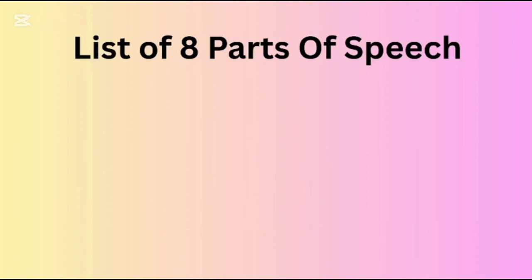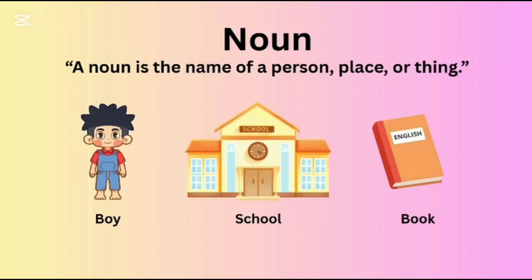Noun. A noun is a name of a person, place, or thing. Ali, school, book, ये सब nouns हैं क्योंकि ये सब किसी के नाम हैं.